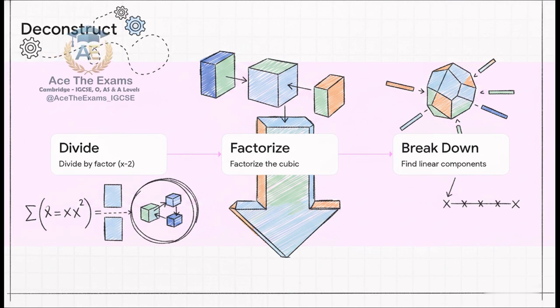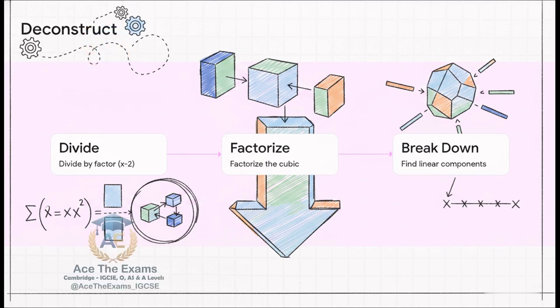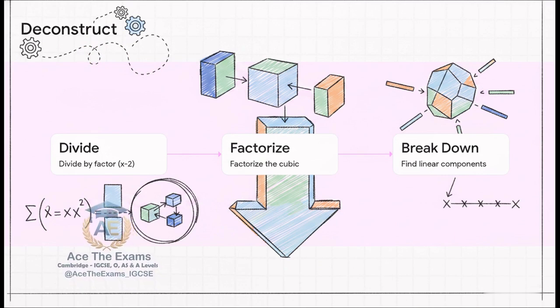Finally, you just keep breaking that expression down until you are left with only linear components. And remember what we learned just a minute ago? This algebraic teardown isn't just busy work, it directly hands you the x-intercepts, helping you sketch the graph perfectly in part B of the question.